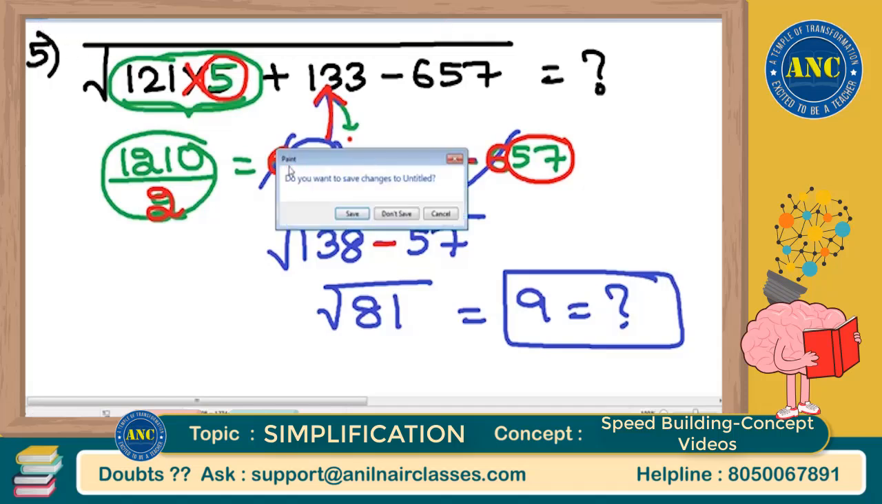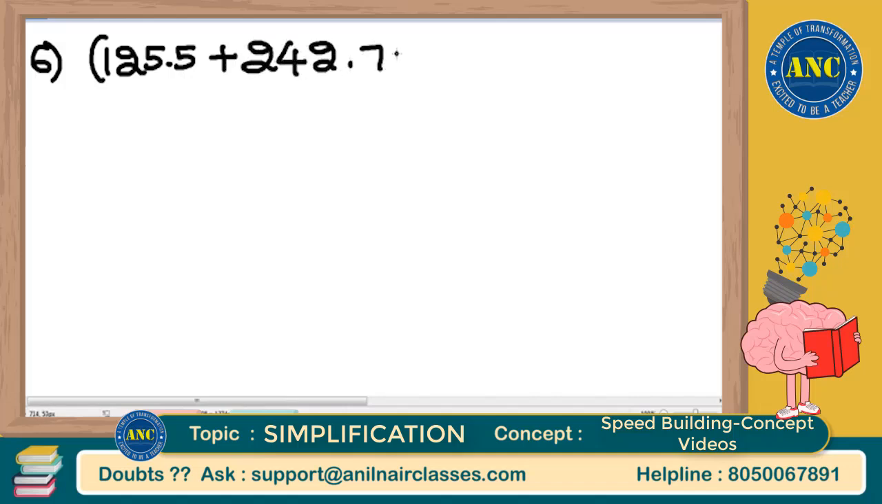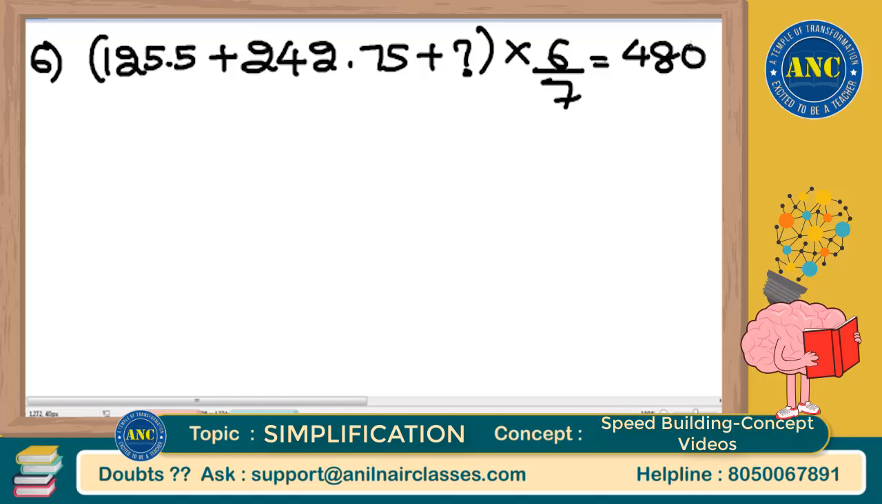Next, question number 6, an original examination question again. Sixth question: 125.5 plus 242.75 plus question mark into 6 by 7 is equal to 480.